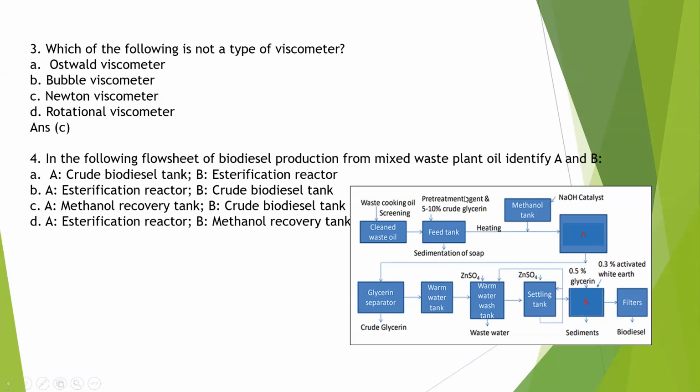So A can be a crude biodiesel tank, or B can be esterification reactor, or A is esterification reactor, B is crude biodiesel tank, A is methanol recovery tank, or B is crude biodiesel tank, or A is esterification reactor, or B is methanol recovery tank. So we have to identify what is A and B.